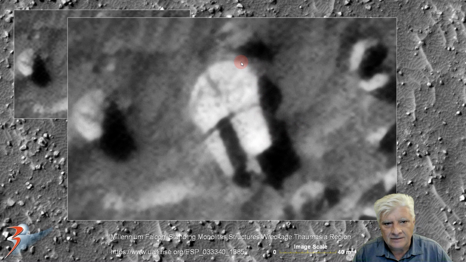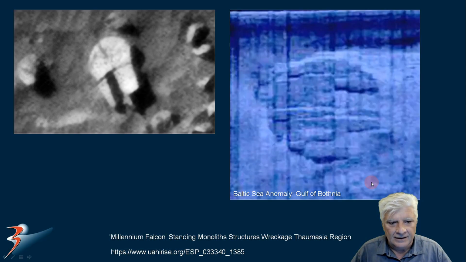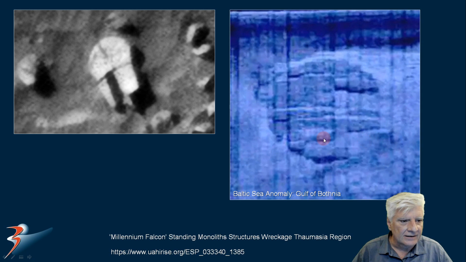When I first saw this, I compared it to the Millennium Falcon from Star Wars. Take a closer look. It's got like a disc shape to it, with these two prongs coming out the front. But then I reconsidered after seeing the Baltic Sea anomaly, and I compare it to that anomaly. Check that out, folks. The disc shape with the prongs or long narrow parts sticking out the one side.